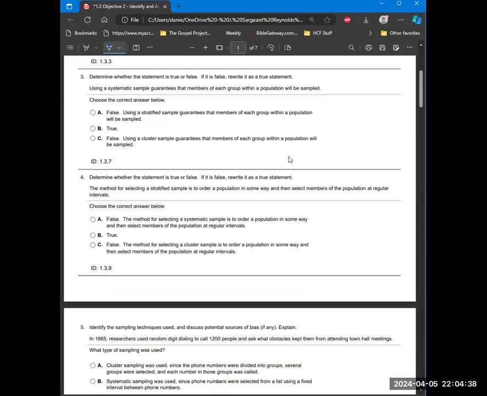Determine whether the statement is true or false, and if it's false, rewrite it as a true statement. Using a systematic sample guarantees that members of each group within a population will be sampled. That's false. Using a stratified sample guarantees that members of each group within a population will be sampled. So that's A. They said systematic, and it should have been stratified.